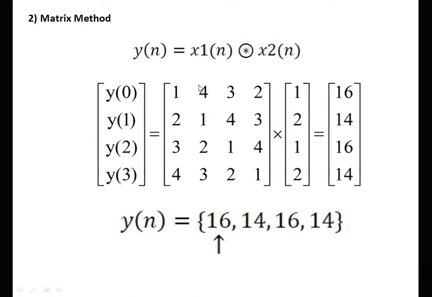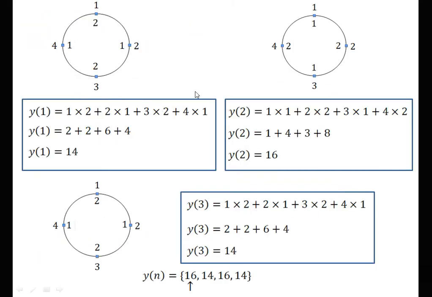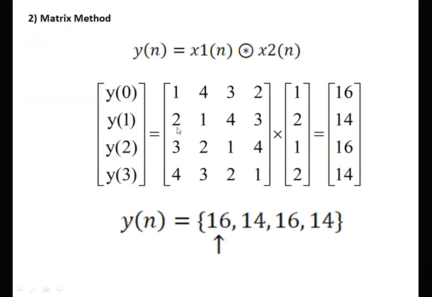Now we are moving this signal in a circular fashion, and this x2 of n is fixed. Therefore x2 of n is 1 2 1 2. Here we first write down x1 of n. x1 of n is 1 2 3 4. Therefore we write 1 2 3 4. The last value we copy as it is, that is 4. Then again 1 2 3.